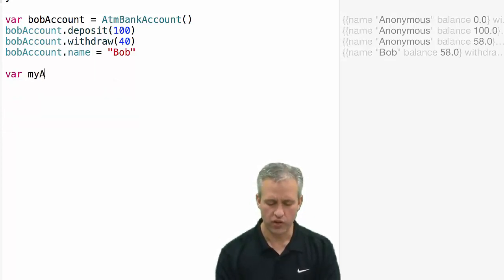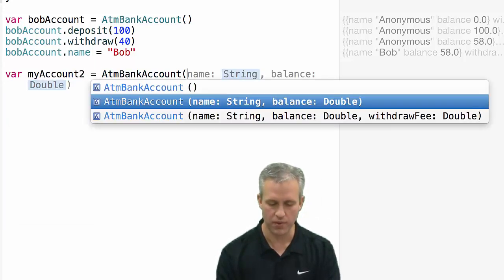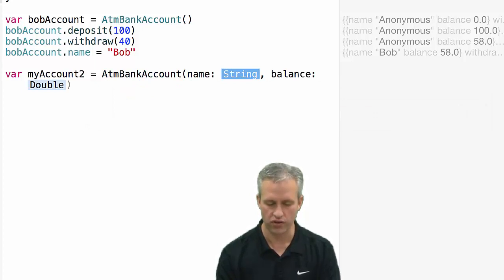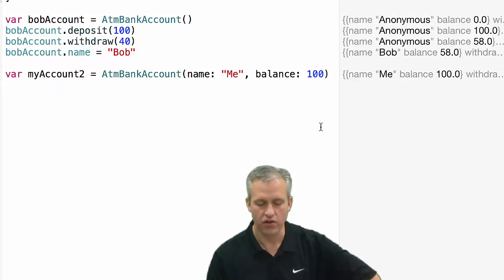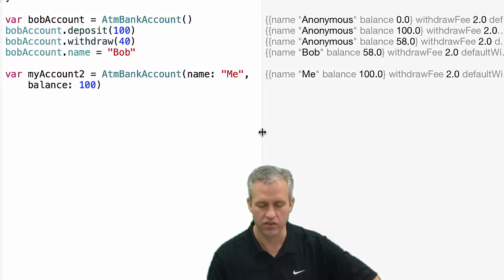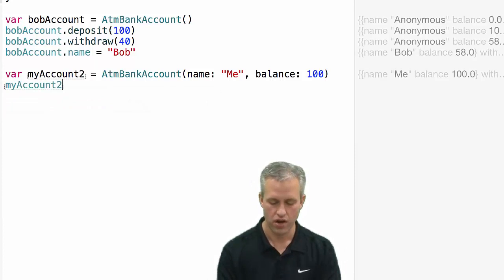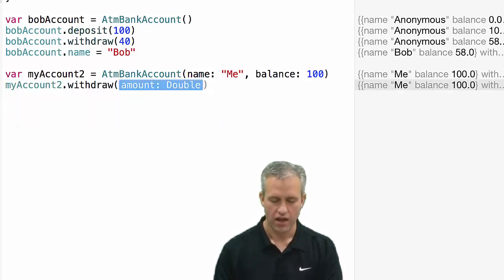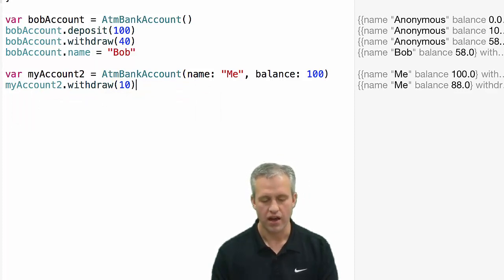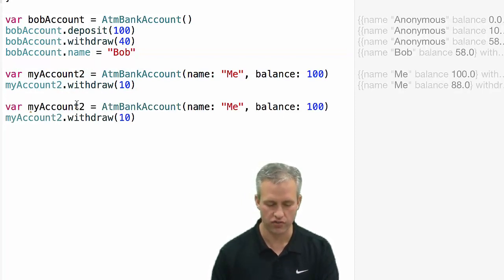So if we wanted to, we could go ahead and use one of the other constructors. I'll just say my account 2 is a bank account. And if we wanted to, we could just say, me, and my balance is $100. You'll notice that if I do this constructor, I get the default withdrawal fee of $2. And so now if I did my account 2 dot withdrawal, and if I withdrew $10, that would actually take me down to 88.